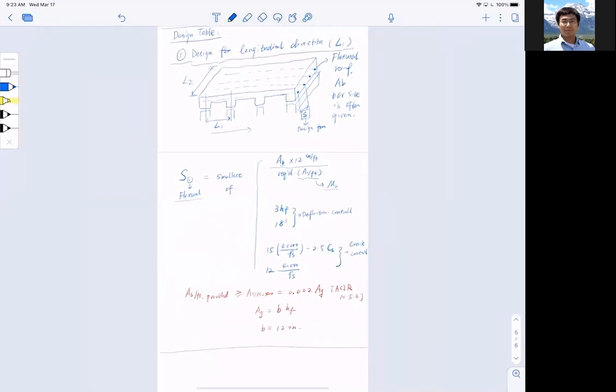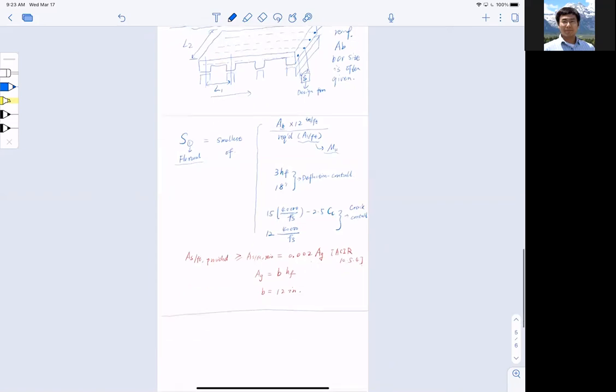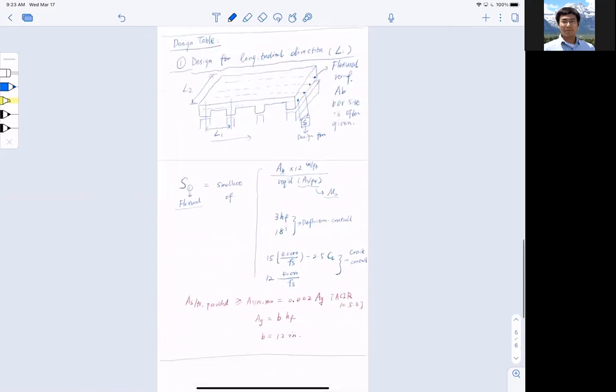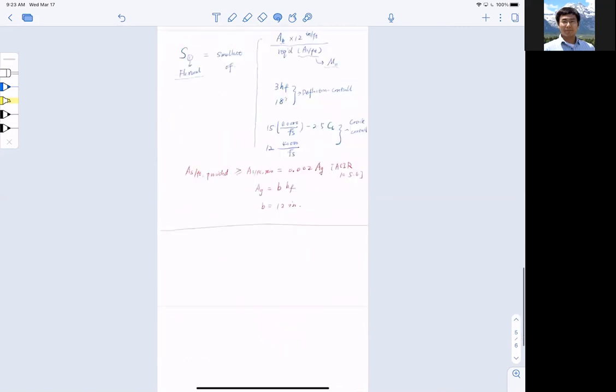So this first row in the table is how we design for the longitudinal direction. Don't worry, I will show you an example, but this is how we design for the longitudinal direction. For the transverse direction, it is a little bit different. How different? Let me borrow this figure again. I probably don't need this, so I'll just carefully copy this and paste it here.